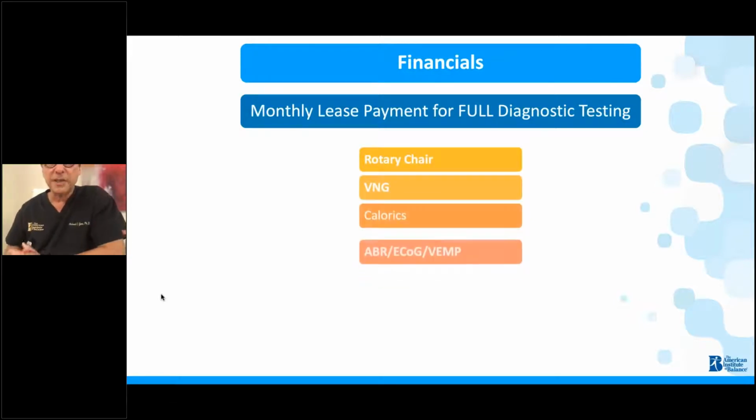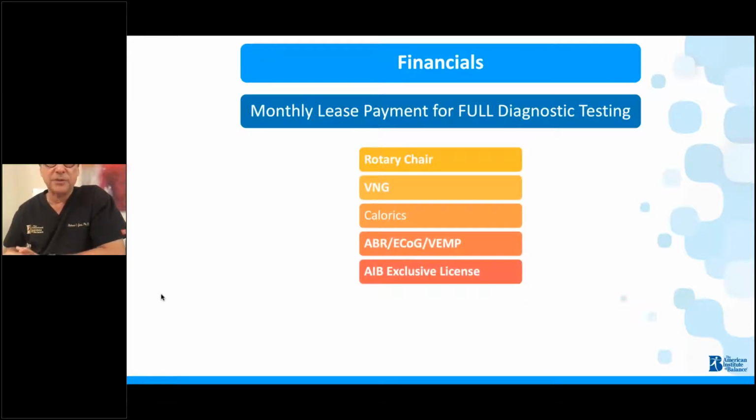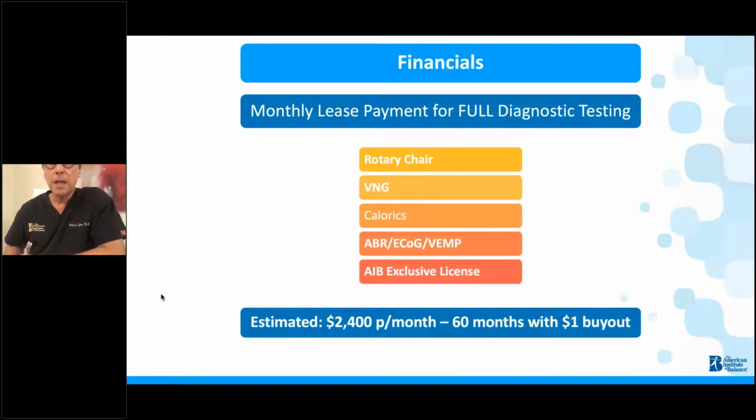So what does this look like in real dollars and cents for you? Right? So if you were to buy everything, every piece of equipment you need, it's going to cost you about $2,400 a month over 60 months, right? Just like you think about a car or a house or anything. At $600, what that means is you only need 4 patients a month to pay all of your hard costs.